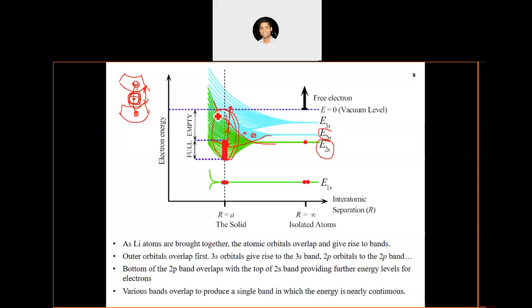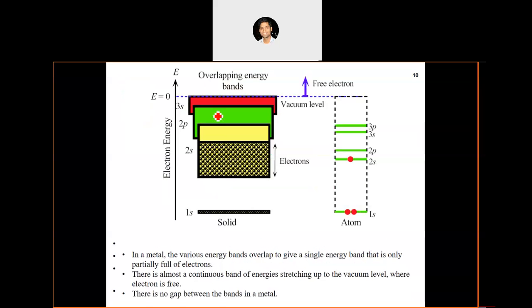So in the case of metals, we typically see this kind of overlapping of the bands, and that is why the band configuration of metals is also sometimes represented by this kind of figure, where you can see there is a 2s band, this is a 2p band, and this is the 3s band. The bottom of the 2p band is overlapping with some part of the 2s band. Similarly, the bottom of the 3s band is overlapping some part of the 2p band, right?